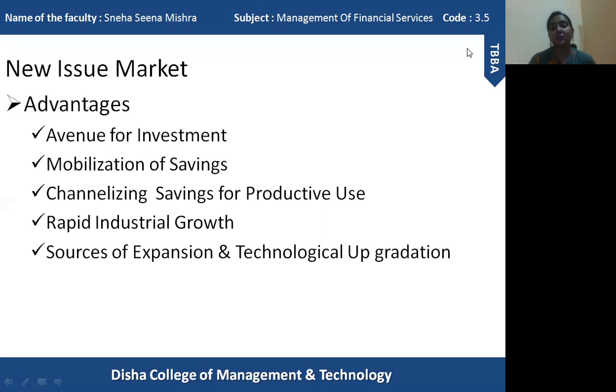This helps in creation of a large pool of savings which can be easily invested in the new issue market. Okay. The second one is channelizing savings for productive use.